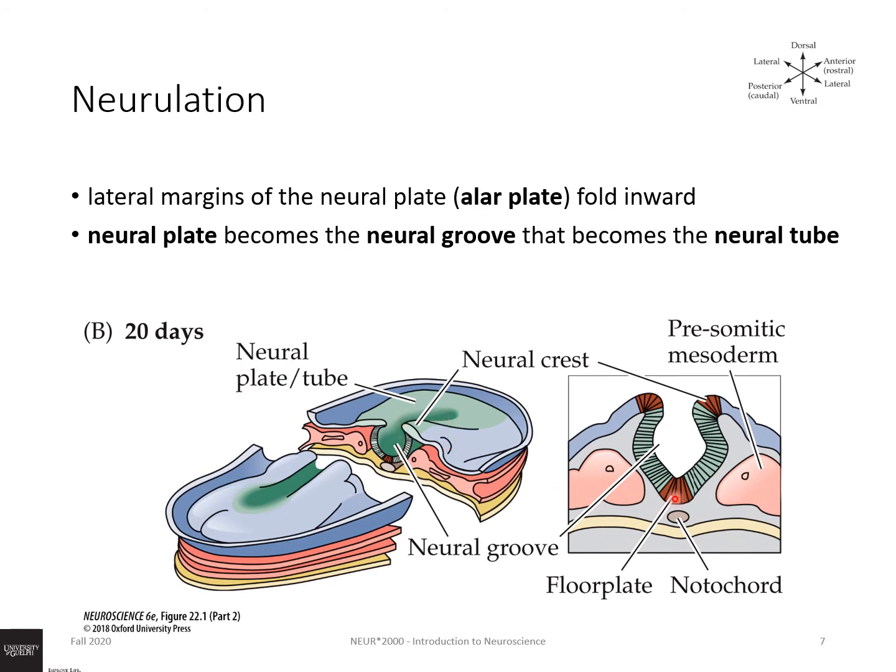So the neural plate that's immediately dorsal to the notochord here differentiates into what's called the floor plate, and the neural crest is what emerges at the lateral margins of the neural plate, so furthest from the notochord. So you've got the neural crest at the lateral margins of the neural plate, and these come to get closer together as the neural groove develops and then eventually forms the neural tube.